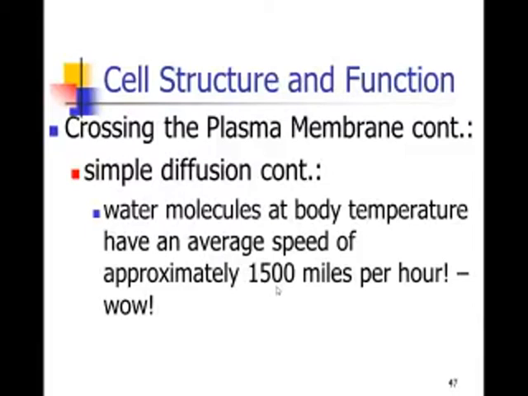Just to give you an idea about how fast these molecules are going, I think this is sort of an impressive statistic. Water molecules at body temperature have an average speed of about 1,500 miles an hour. This is pretty incredible. So I'm going to ask Pansy a question here, but you guys can be thinking about this too. If all of the water in your body is moving at 1,500 miles an hour on the average, and about 60% of your body mass is water, how come you don't fly in one direction at 1,500 miles an hour, because all the water is going that fast?